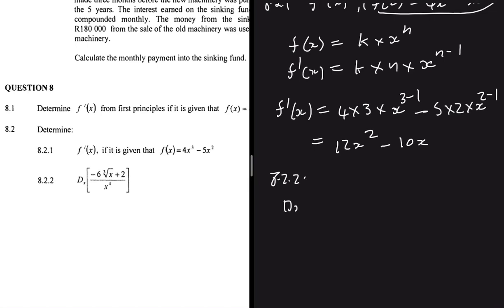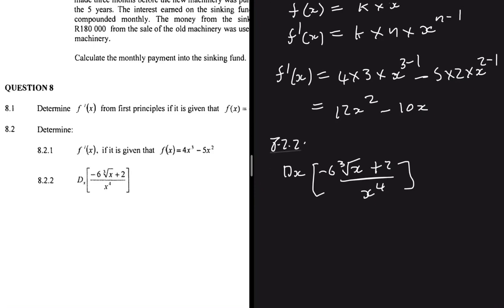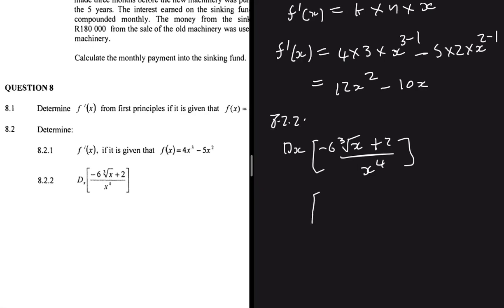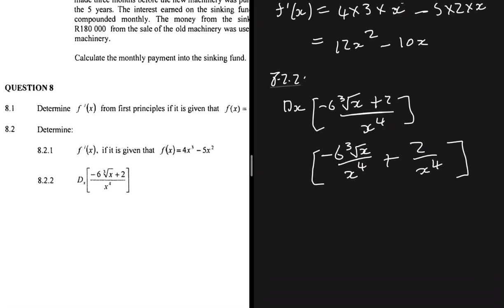And then 8.2.2 says find the derivative with respect to x of minus 6 over the cube root of x... let me just write down that whole thing, divided by x to the power of 4, right? And then what you want to do is write it in our standard format such that you can use the power rule. So if you do that, you're going to have minus 6 times that term there, divided by x to the power of 4, plus 2 divided by x to the power of 4. Now we want the x to the power of 4 in the denominator to multiply the numerator, so that it can be in standard format and easy to solve. So if we do that, we're going to get minus 6.